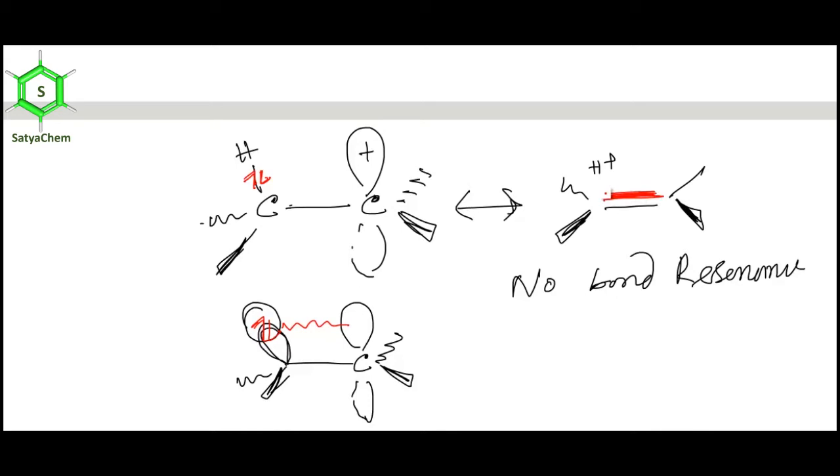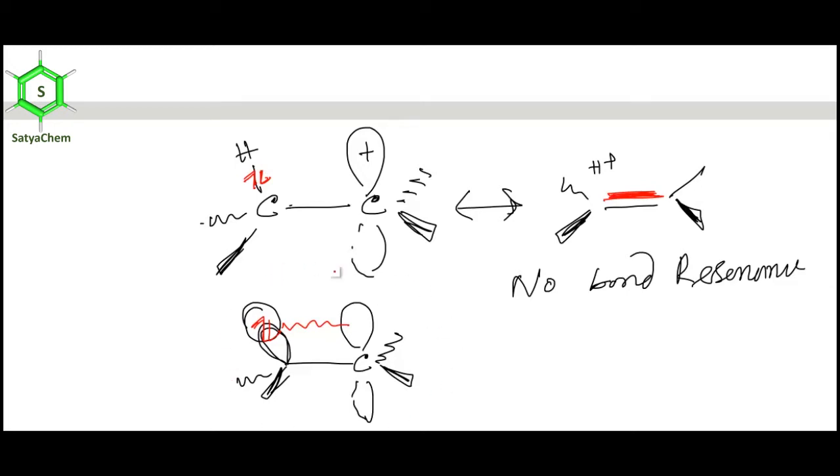Now what is the benefit of this type of overlap? It helps to delocalize the sigma electrons. This hydrogen is called a hyperconjugative hydrogen, and if the number of hyperconjugative hydrogens increases, then the probability of delocalization of sigma electrons will also increase. We also know that the higher the delocalization, the higher the stability, so it gives molecular stability. So hyperconjugation gives molecular stability, just like resonance. Clear?